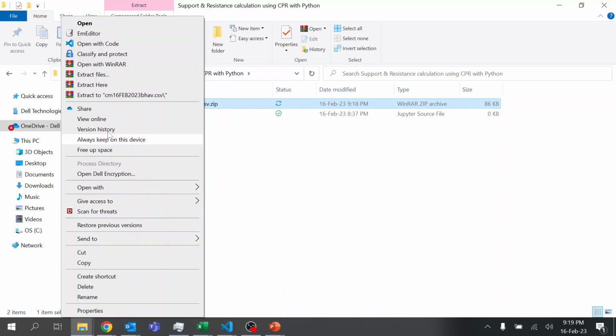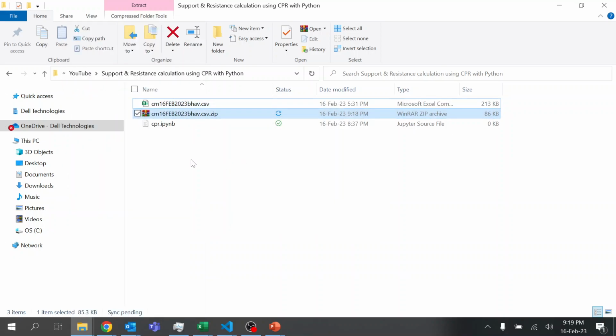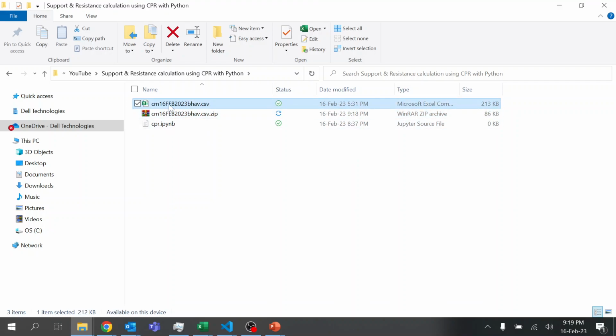So let's just click on extract here. Once I click on extract, the CSV file will be stored over here. It says cash market 16th of Feb 2023 BAV. Okay, so that's the file we are using.